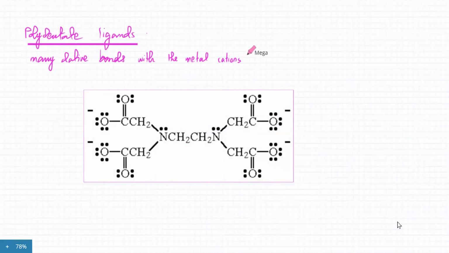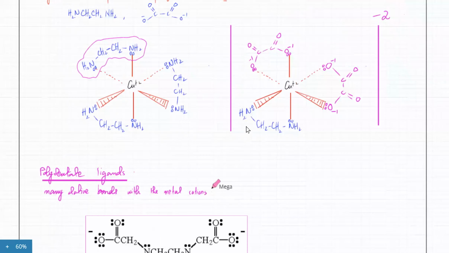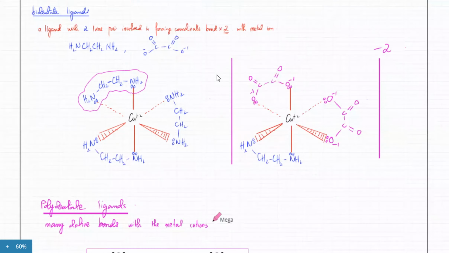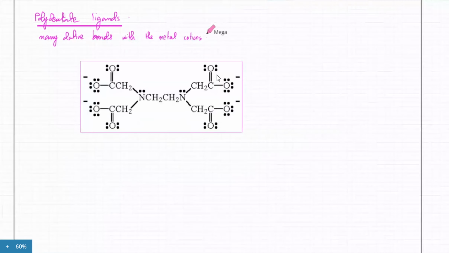The first thing is there are lots of lone pairs available at lots of different positions. It's a big molecule. There's a lone pair here. There's an oxygen -1 here. There's an N lone pair over here. So there are lots and lots of lone pairs available in this entire molecule. This bidentate molecule was a small, tiny molecule compared to a polydentate ligand molecule.